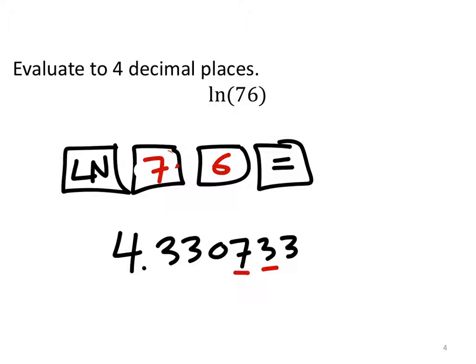So I look to the 3. Is it 5 or more? No, it is not. So I keep the 7 the way it is. And that would be my final answer there.